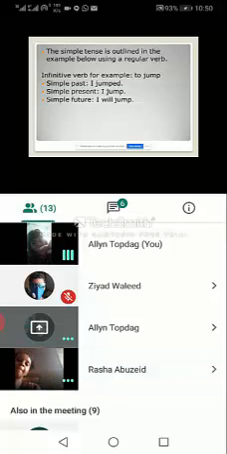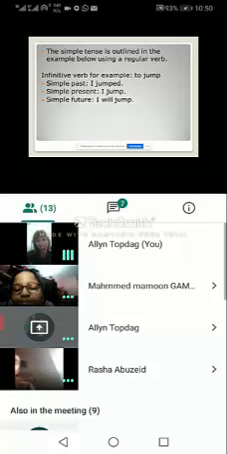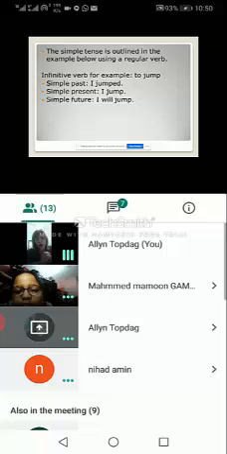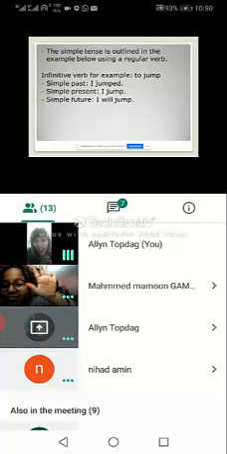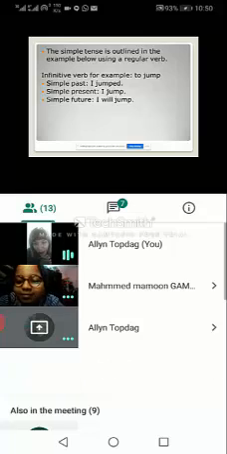Infinitive verb. Continue, please. Let's read the example. To jump. 1, simple past, I jumped. 2, simple present, I jump. 3, simple future, I will jump. Very good. So look at the past.